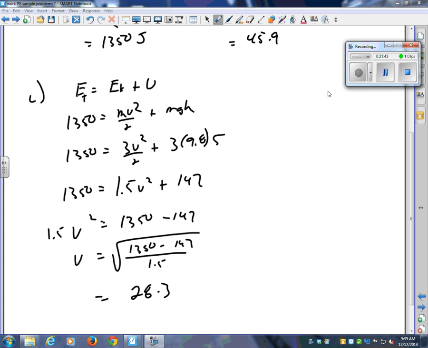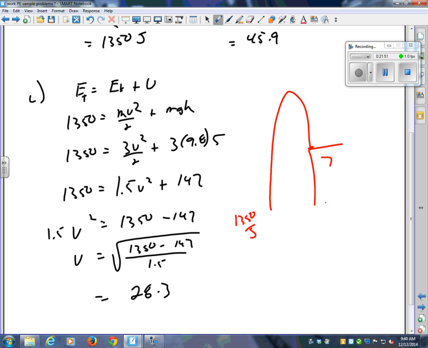So it kind of looks like this, right? It's got 1350 joules there at the bottom, and then it lands on this ledge. So based on that height, the potential energy here is 147. So it's still got a lot of kinetic energy, which makes sense, right? It goes up high like this, and it comes streaming down and lands on that ledge.